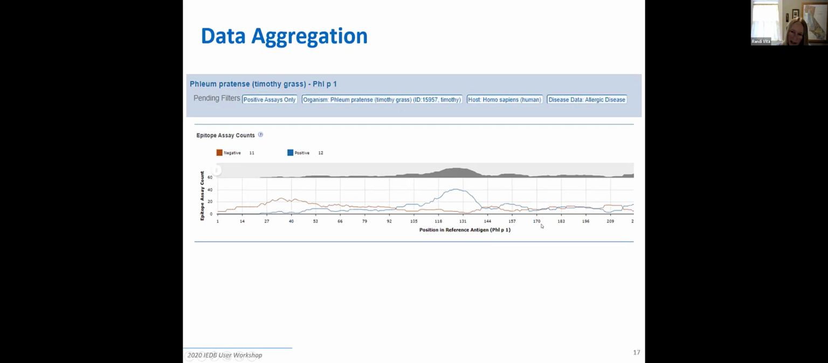And then here again is the immunome browser, as Alex showed, plotting along the length of a protein from amino acid 1 to the end. That by aggregating all of that data from all of the different references and all of the epitopes that were curated, all together, when you perform your query, and this is the query I performed up here, epitopes from Timothy grass, from humans who had an allergic disease, that changes what the look of the graph is and where the epitopes fall. So this region, which is red, had negative assays, and the region in blue had positive assays in the context of my query.